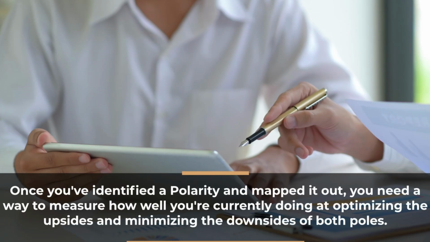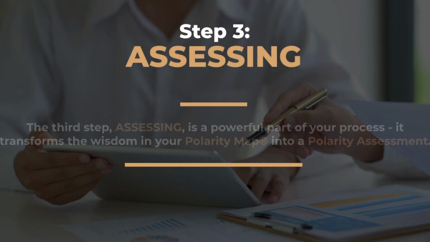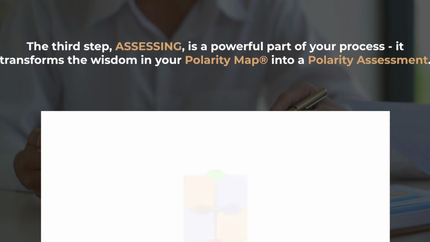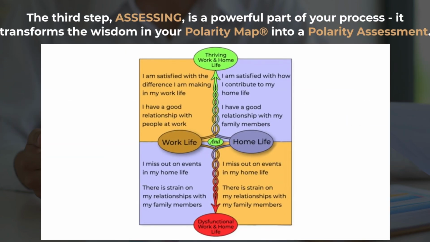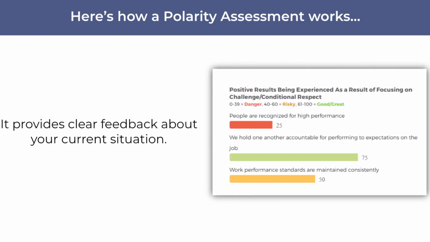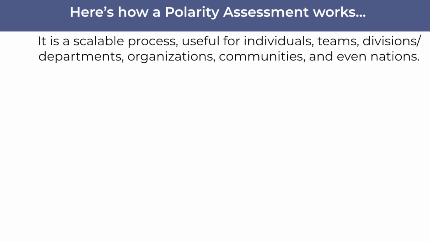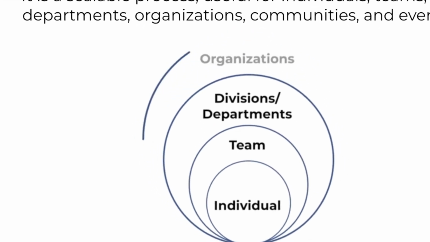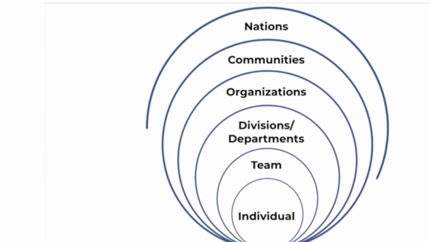Once you've identified a polarity and mapped it out, you need a way to measure how well you're currently doing at optimizing the upsides and minimizing the downsides of both poles. The third step, assessing, is a powerful part of your process. It transforms the wisdom in your polarity map into a polarity assessment. It provides clear feedback about your current situation. It is a scalable process useful for individuals, teams, divisions, departments, organizations, communities, and even nations.